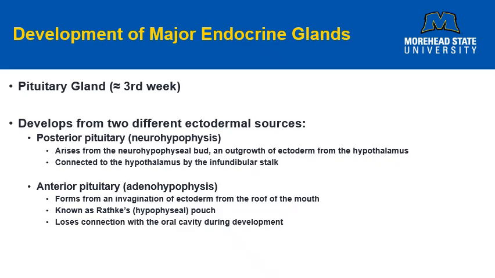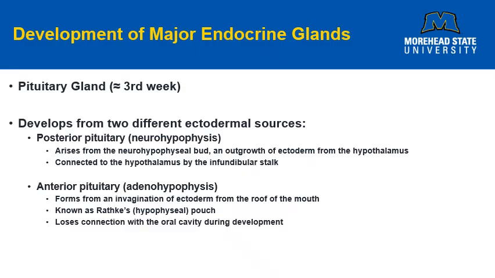Now, development of the major endocrine glands, which we'll talk on, such as the pituitary gland, starts about the third week after fertilization. It develops from two different ectodermal sources, each generating either the posterior or anterior portion. The posterior pituitary arises from the neurohypophyseal bud, an outgrowth of the ectoderm from the hypothalamus, connected to the hypothalamus by the infundibular stalk.